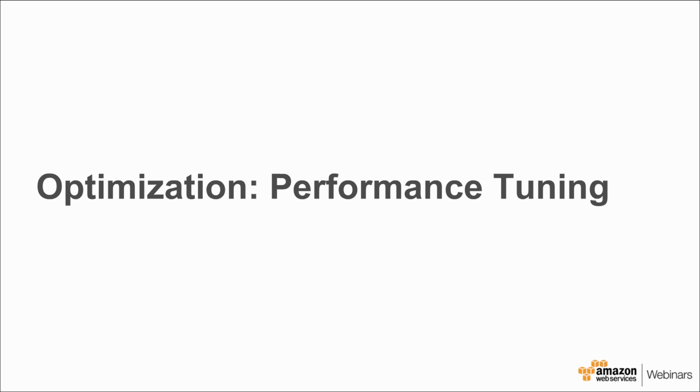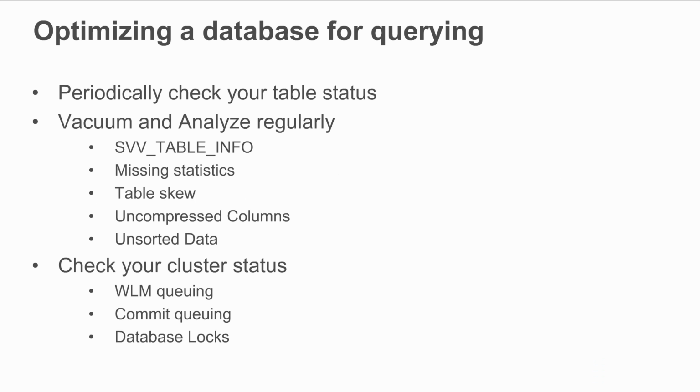And finally, we're going to discuss how to go about maintaining and optimizing a database which is undergoing a sustained workload. So configuring your tables initially is the first step, but as you load data into these tables over time, you need to ensure basic maintenance is being performed to facilitate performance at scale. Without maintenance, you can easily run into issues like stale statistics, unsorted data, or even data skew. And without adequate insight into your workload, you can also encounter WLM queuing, or commit queuing, or even issues with database lock contention.